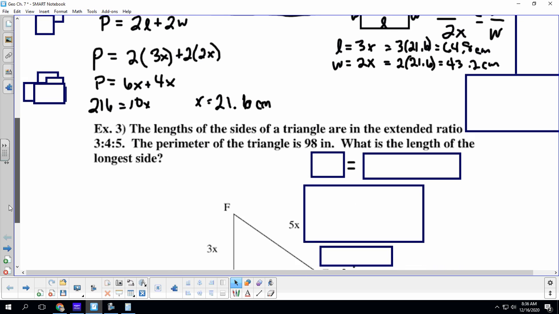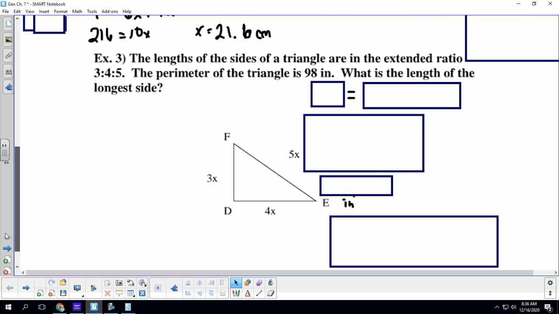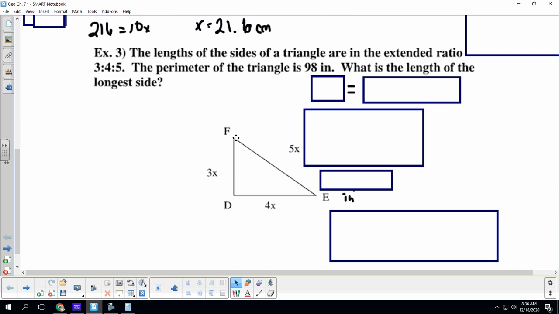All right, let's see how this applies to a triangle. Side lengths of a triangle are in an extended ratio 3 to 4 to 5, 3 to 4 to 5. Not a coincidence, it's supposed to match these numbers. The perimeter, remember that's adding up all the sides, of the triangle is 98 inches. What is the length of the longest side?